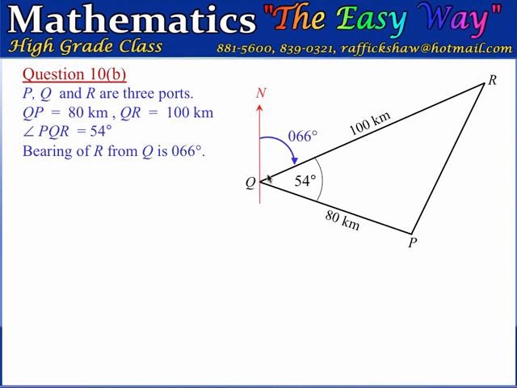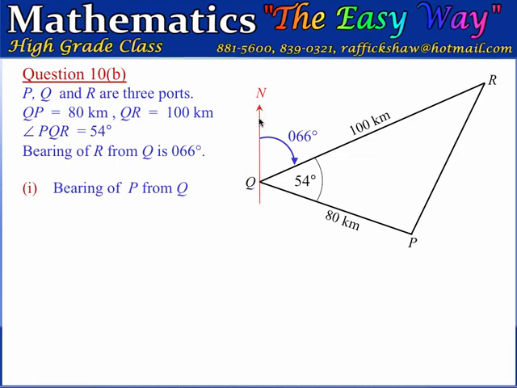Bearing must be measured at the from position, and the bearing of R from Q is the bearing at the from position, which is the clockwise angle from the north line at the from position to the line joining Q to R. And so this angle, 066 degrees, is the bearing of R from Q. The first part of this question wants us to calculate the bearing now of P from Q. And so in this case, Q is the from position, and so this bearing must be measured at the from position Q.